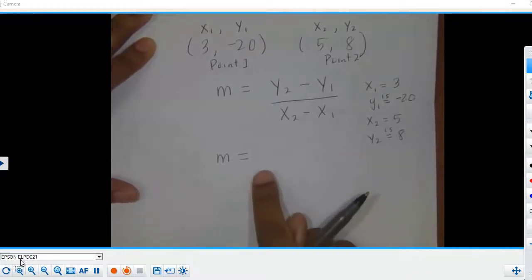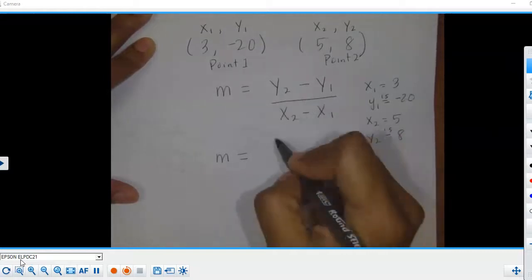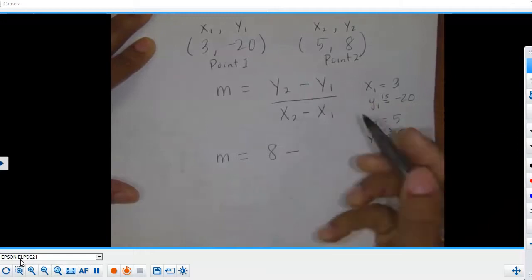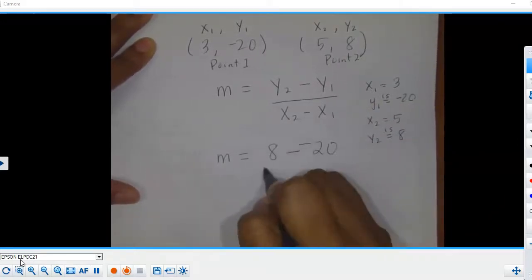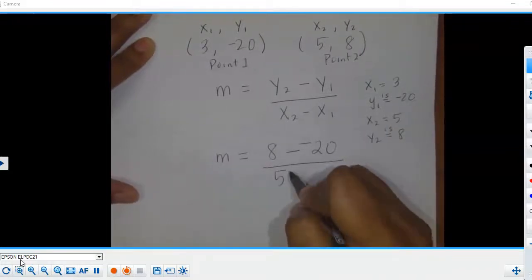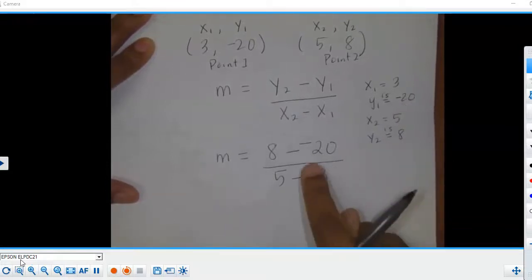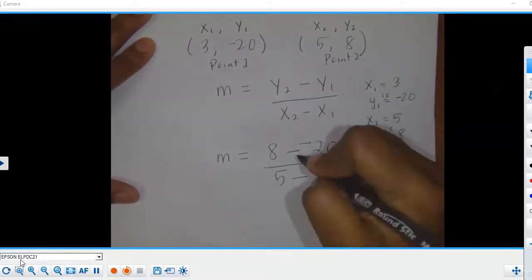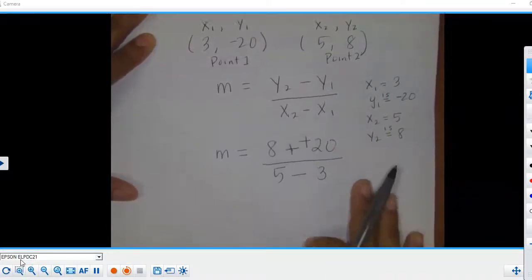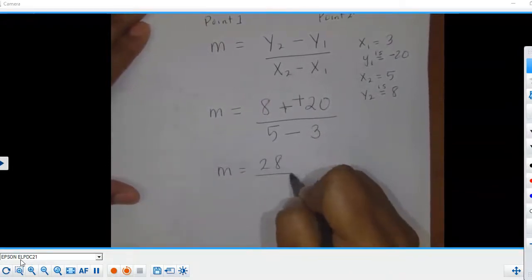All right, so let's substitute it in. Where the y2 is in the formula, we're going to plug in an 8 minus. For the y1, we said that's negative 20, so I put that negative 20 over. For x2, we have 5 minus, and then for x1, we have 3. And when I see that double minus, I'm going to change it to plus. So this is a positive 28. So now I have m is equal to 28 divided by 2.